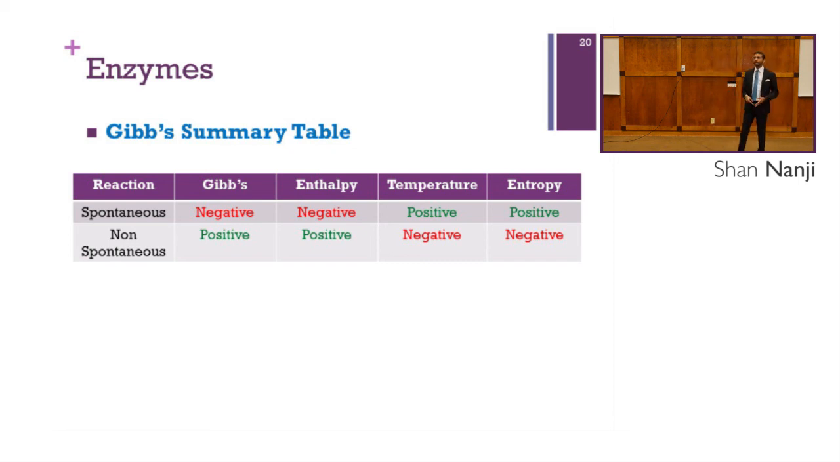So if you want a spontaneous reaction to occur, you want Gibbs and enthalpy to be negative, but temperature and entropy to be positive. If it's non-spontaneous, that's the opposite. Now Gibbs and enthalpy are positive, and temperature and entropy are negative.